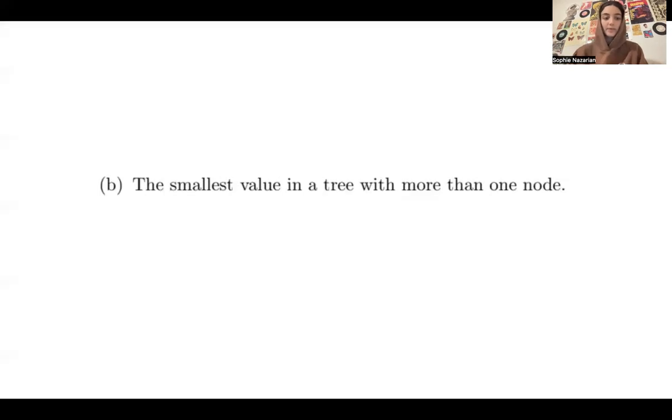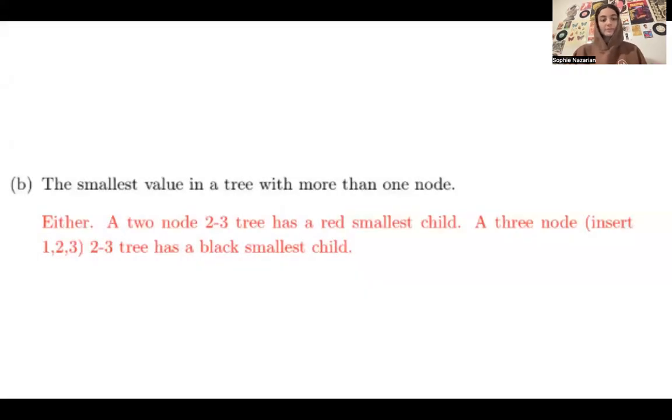Moving on to QB, the smallest value in a tree with more than one node. A key aspect to this question is that it's saying with more than one node. If it's more than one node, then we have two options: a 2-node 2-3 tree, and a 3-node 2-3 tree. In both of these cases, the smallest children are going to be different colors. A 2-node 2-3 tree has a red smallest value, and a 3-node 2-3 tree has a black smallest value. Because it's asking about a tree with more than one node, as opposed to just one or just the other, we have options, so it's going to be either.